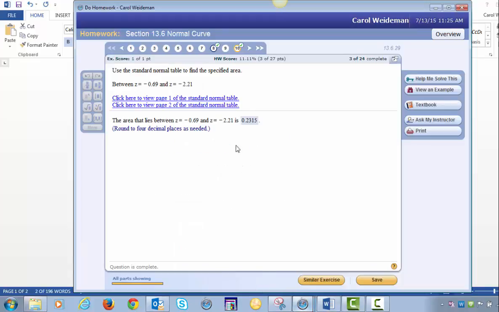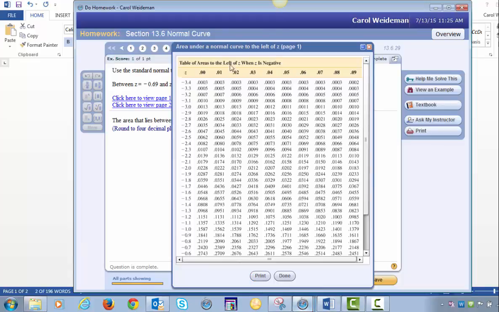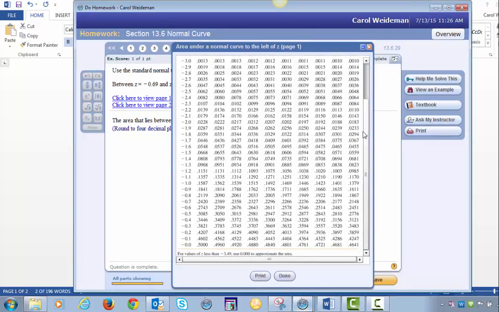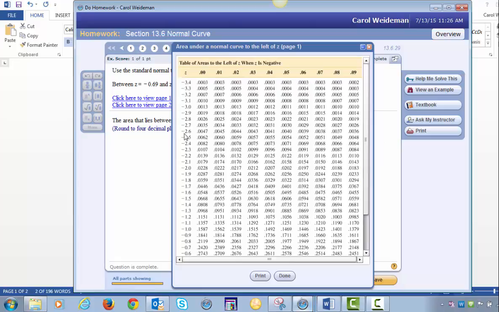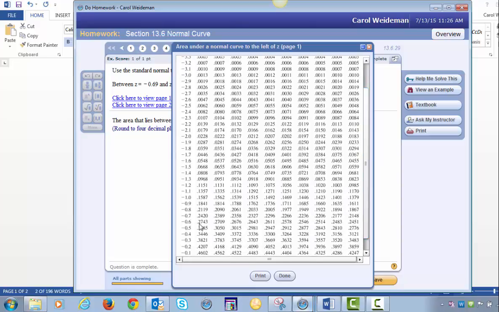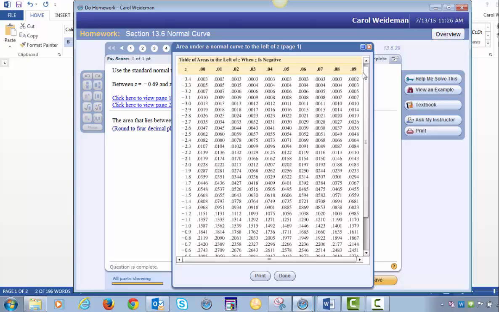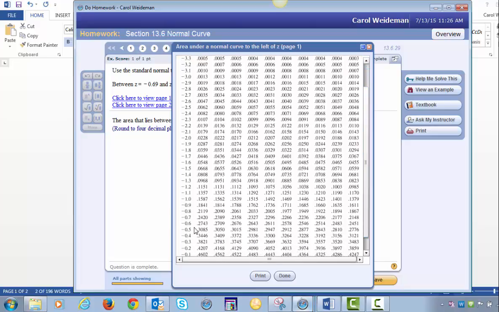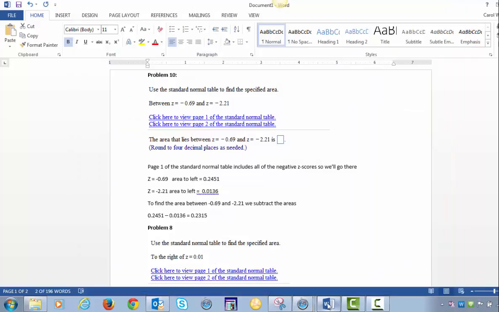So I've got that problem over here, and they're both on this part of the table, so negative 0.69. I'm going to scroll down, and the left-hand column gives me the whole number and the first decimal, and I want negative 0.6, so I'm going to go down to 0.6. And then I want 9, which is the last column, so it's 0.2451. So negative 0.6, and if you notice this column is the 0.09, so that's the negative 0.69. The area to the left is 0.2451, which is what I put down here.